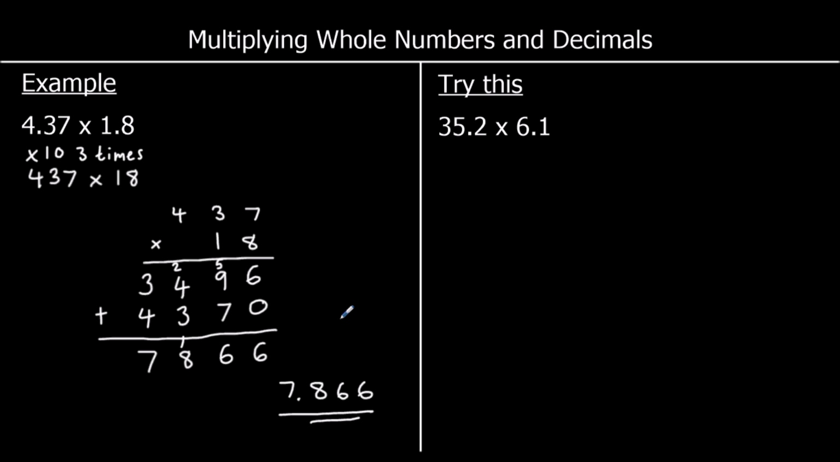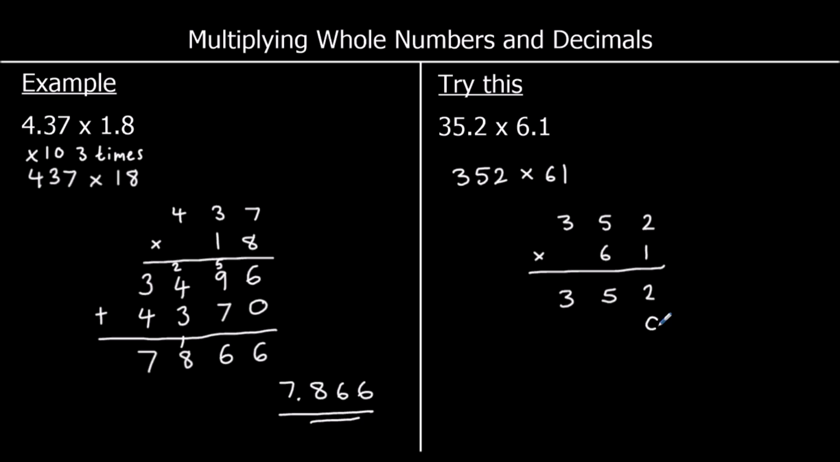So we've got 35.2 times 6.1. So we're going to work out 352 times 61. So I've multiplied by 10 2 times to get that. So I'm going to undo that in the answer. I'm going to line up the numbers. 352 times 61. So we're going to do 1 times 352, which is straightforward. 1 times 2 is 2. 1 times 5 is 5. 1 times 3 is 3. Then I'm going to multiply by 60 now.